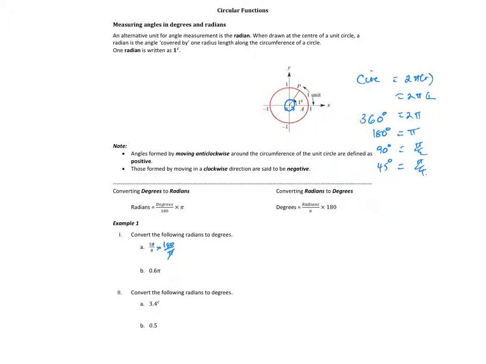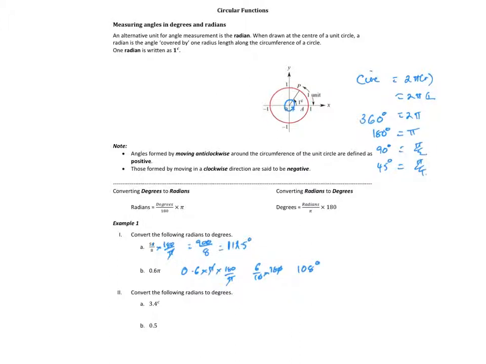Five pi on 8 is equal to 900 over 8. What's that? 112.5 degrees, if my math is correct. Okay, 0.6 pi is 0.6 times pi times 180 over pi. Pi's cancel out. So we've got 6/10 times 180, which is 108 degrees.